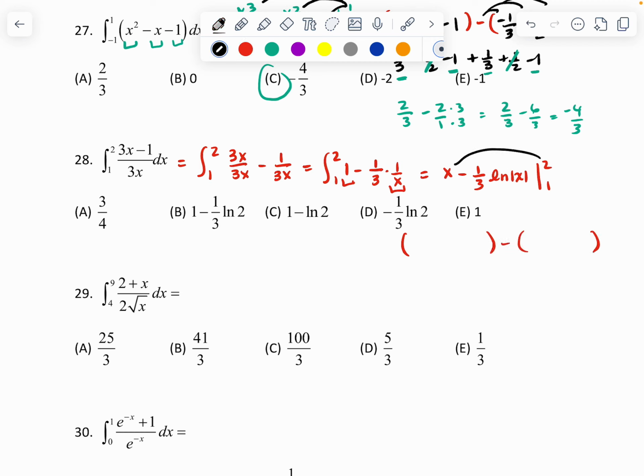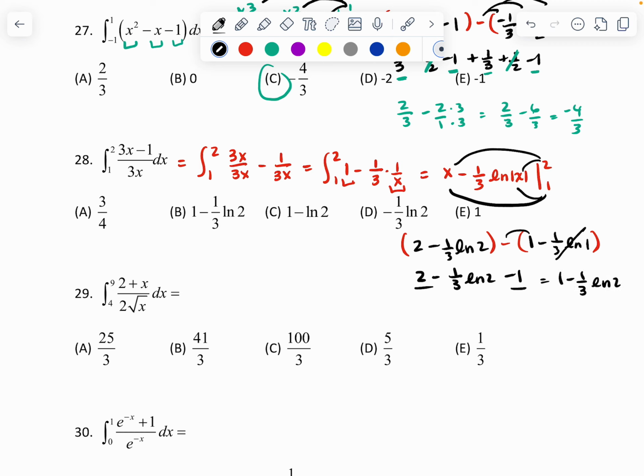So this is going to give you 2 minus 1/3 ln of 2. I can remove the absolute values now because 2 is positive, right? And then plugging in the bottom, I'm going to get 1 minus 1/3 the ln of 1. Now we know the ln of 1 is 0, so all of this goes away. So now I have 2 minus 1/3 ln of 2, and then just a minus 1. And then 2 minus 1, that's just 1 minus 1/3 ln of 2. So it's going to be B.